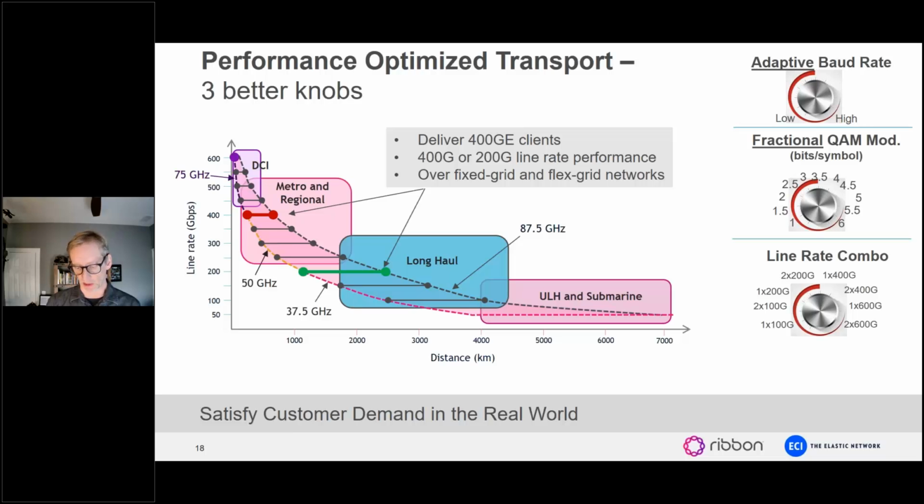And we have this capability called fractional QAM modulation, how many bits per symbol. So you're not just stuck with an integer like 2 or 3 or 4 or 5 bits per symbol. We actually alternate back and forth between a couple different modulation formats to give you sort of like 3.5 bits per symbol or something like this. And that allows you to hit the density you need to hit while achieving the spectral efficiency that you need to hit. And the third knob that we add is something called the line rate combo.